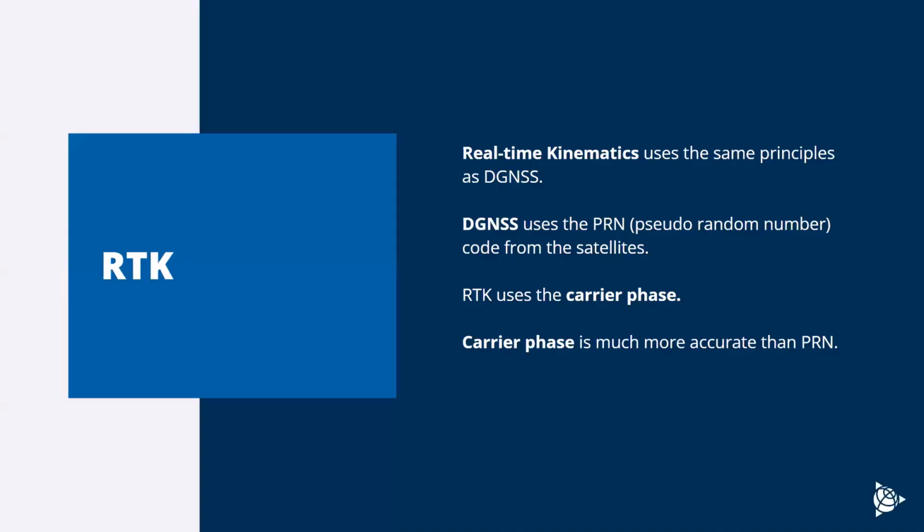Along the same lines, we have RTK, real-time kinematics. It uses the exact same principles as DGNSS. We have a single base setup with the rover unit connected to it. We're measuring the error, then applying that offset. The difference really comes in what signal is being received by the base station and the rover unit, so both antennas. The satellites in orbit send a few different codes out that mark their timestamps. One is called the pseudo-random number, and that's what DGNSS uses. That's been around for a long time. It's the standard civilian application for GNSS signals.